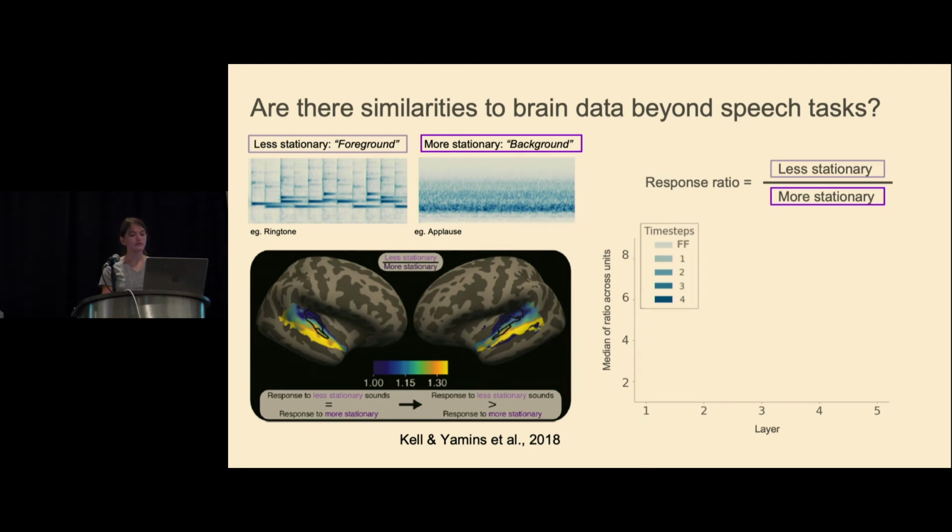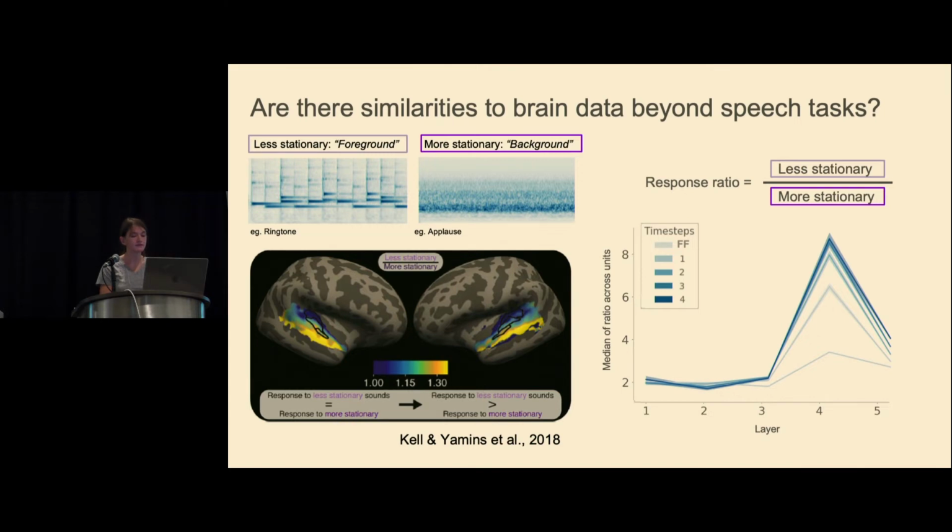We presented a similar set of stationary and non-stationary sounds to our model, and here on the x-axis, I will show layer, and on the y, the median of the response ratio across all units. So consistent with the findings in the Kell paper, we see that for early and intermediate layers of the feed-forward network, we see a more similar response to the two sound sets, whereas for later layers, which are thought to better align with non-primary areas, we saw a larger response ratio. We can then measure the same thing for the network with predictive dynamics. We see that particularly deeper in the network, the predictive dynamics increase the difference of response to less stationary and more stationary sounds.